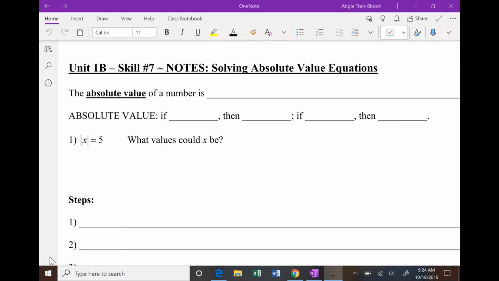Good. Who remembers solving absolute value equations in Algebra 1? Perfect. We're just going to review it, so it should be fairly easy for some of us.